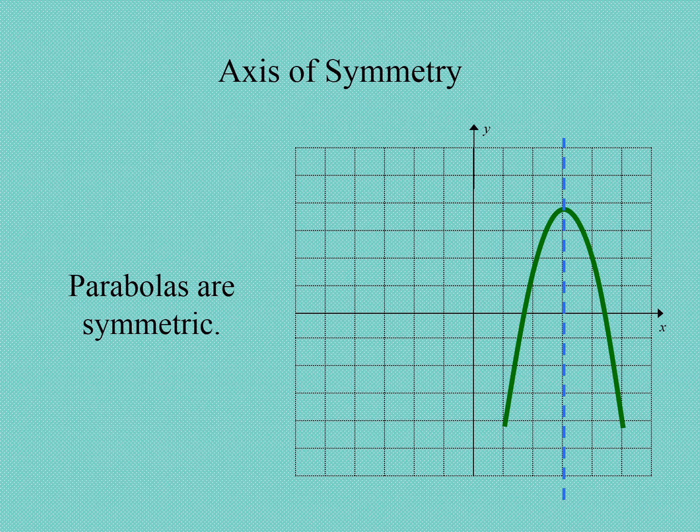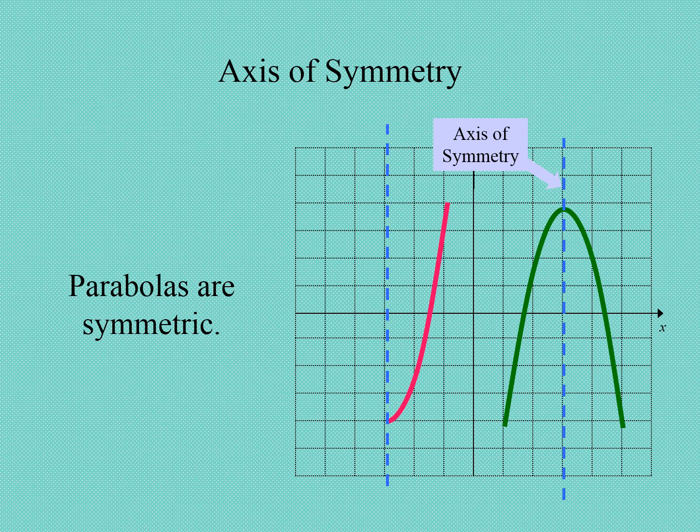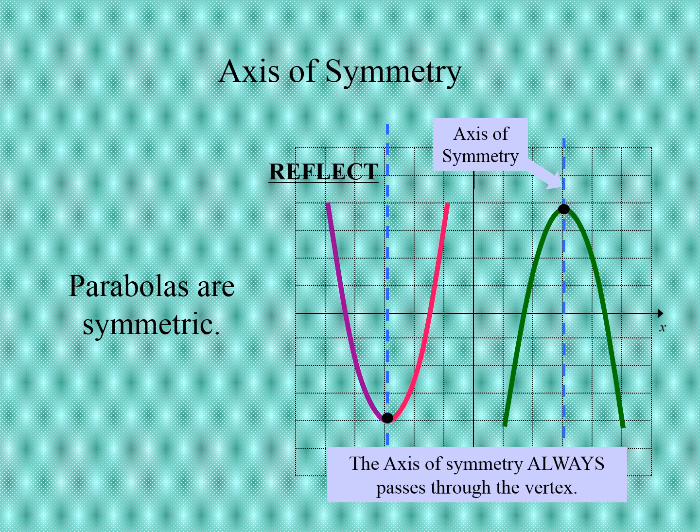Now, let's talk about the axis of symmetry because parabolas are symmetric. If we draw a line down the middle of the parabola, we could fold the parabola in half. We call this line the axis of symmetry. If we graph one side of the parabola, we could reflect it over the axis of symmetry to graph the other side.